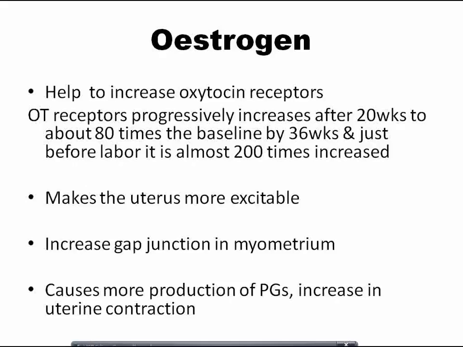What does estrogen do? Estrogen helps to increase oxytocin receptors. So estrogen is present before that, before pregnancy, before parturition. It makes the uterus more excitable, increases gap junctions and causes more production of prostaglandins, which have a function of increasing uterine contraction. So uterine contraction is increased with the oxytocin, with prostaglandins, and estrogen helps to have more effect of oxytocin on the myometrial receptors.